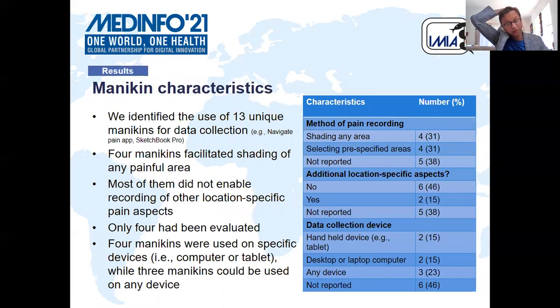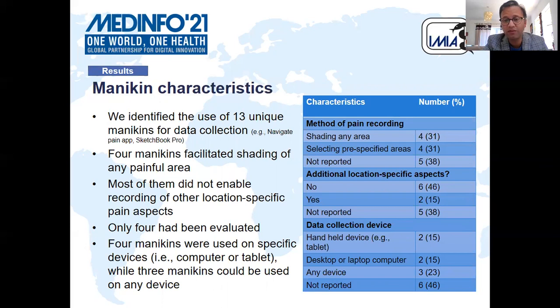In terms of characteristics of the mannequin, we found 2 ways of reporting pain through the mannequin. One is shading any area on the mannequin, and another is selecting pre-specified areas. That means the areas are already specified, and people suffering from pain just select those areas where they feel pain. There were only 4 studies where the shading of any painful area was facilitated. In total, there were 13 unique mannequins, and the most commonly used were Navigate, Pain App, and Sketchbook Pro.